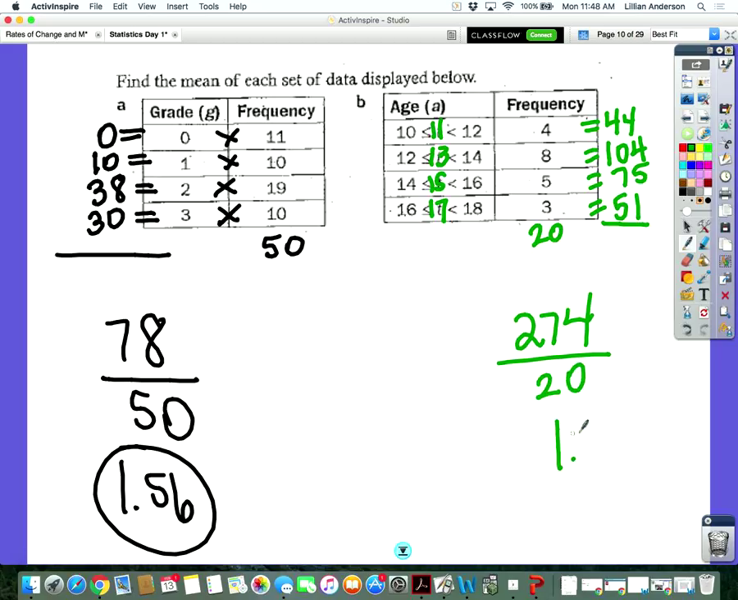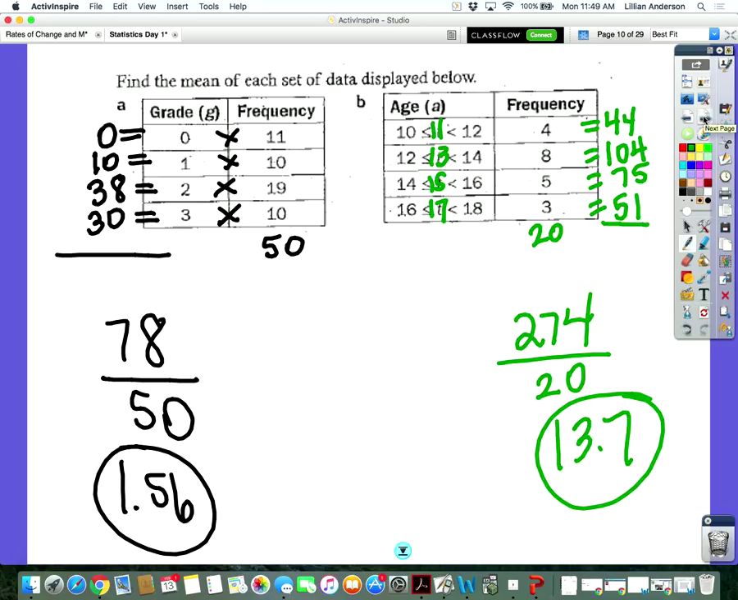13.7. Check your mathematics. These are the numerator and denominator, right? Yes. Questions on the mean? These are more likely the types of mean questions that you'll get.